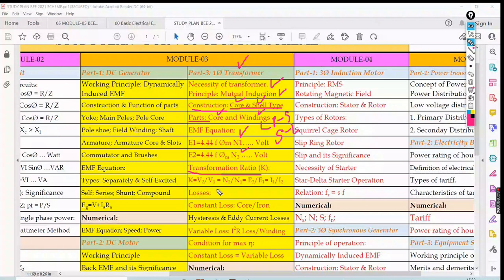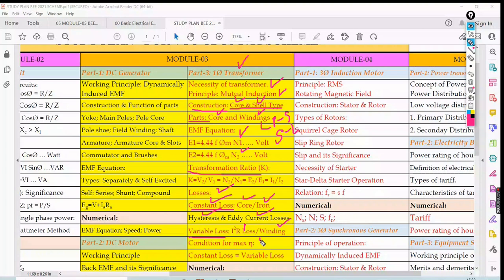Losses in a transformer: there will be core loss, also called iron loss. Okay, the core loss and iron loss are the same. These are constant losses. In the core loss and iron loss, there is hysteresis loss and eddy current loss. Then the variable loss is called copper loss, that is the I square R loss, with respect to the winding.